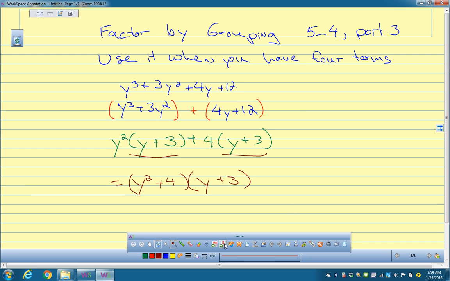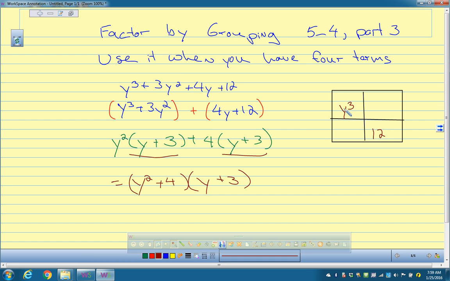Another way to do this, which you might like, is with the box. And we've already kind of done this with the box, right? When we started factoring in general. Another alternative method, if you like it better, is to put your y cubed in here. See, y cubed goes here. The 12 goes down here. So your highest degree term goes up here. Your lowest degree term goes there. And the other two terms go anywhere you want to put them.